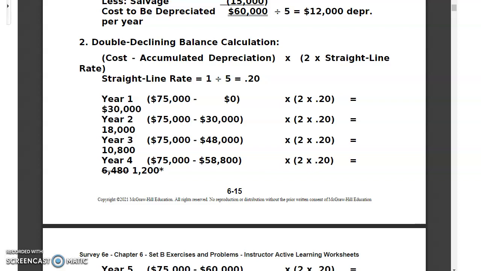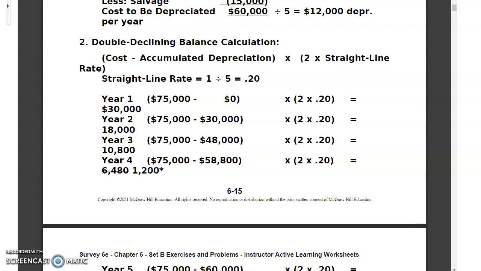Year 3, $75,000 original cost minus the accumulated depreciation, which is the depreciation we took in year 1 and year 2. 30,000 plus 18,000 is 48,000. 75,000 minus 48,000 times 40% is 10,800. Okay, so then we get to the next year and so on.